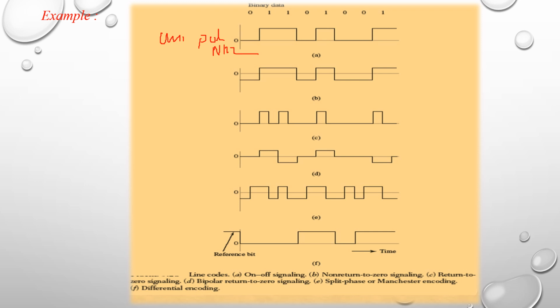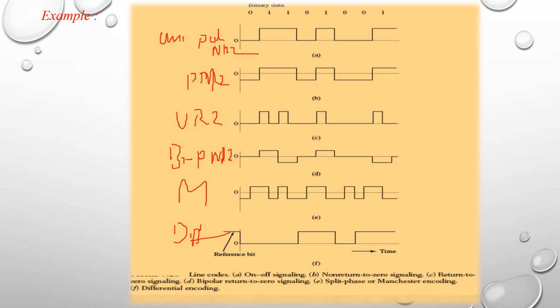The next one is polar non-return to 0, and the next conversion is unipolar return to 0, and the fourth one is bipolar non-return to 0, and this one is Manchester, and the last one is differential encoding. So this is the given data.